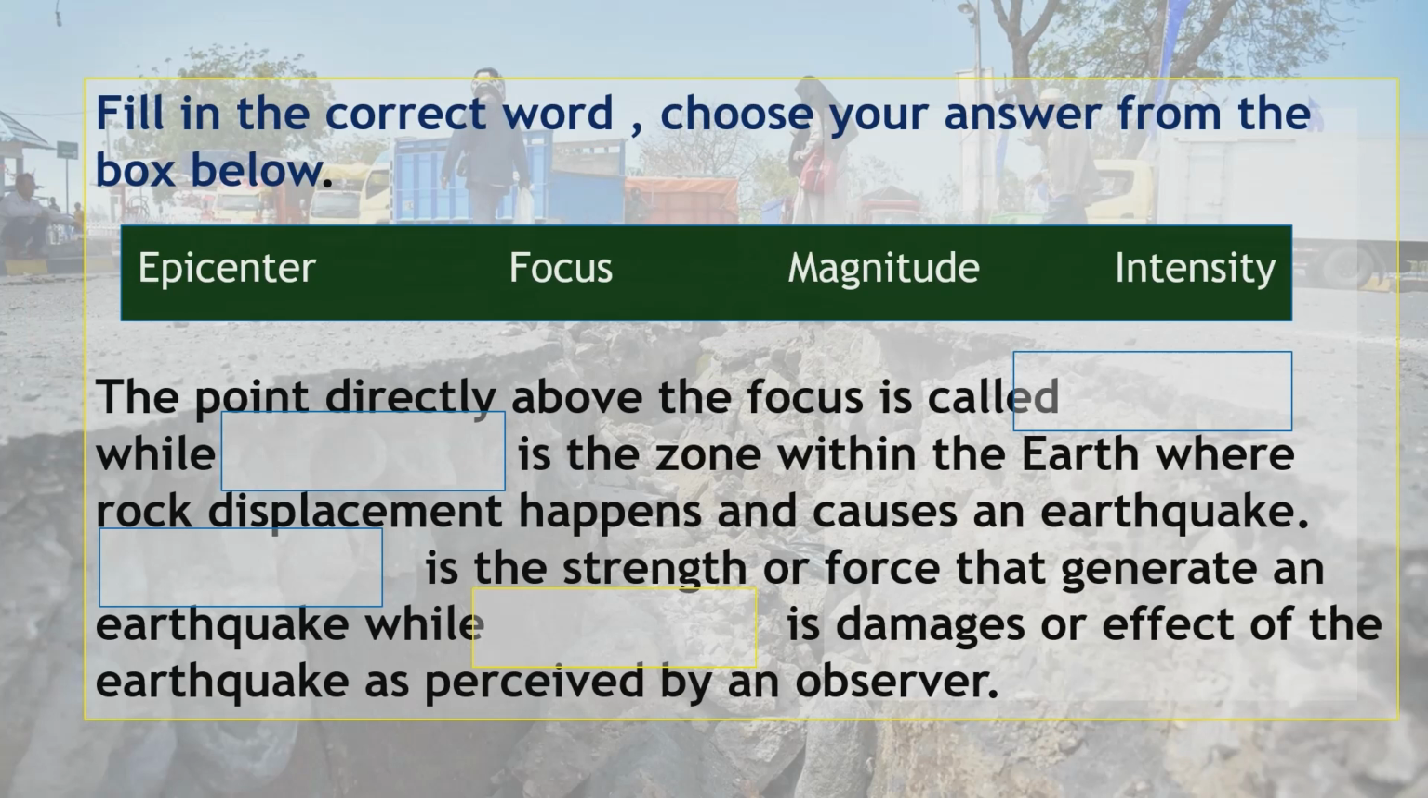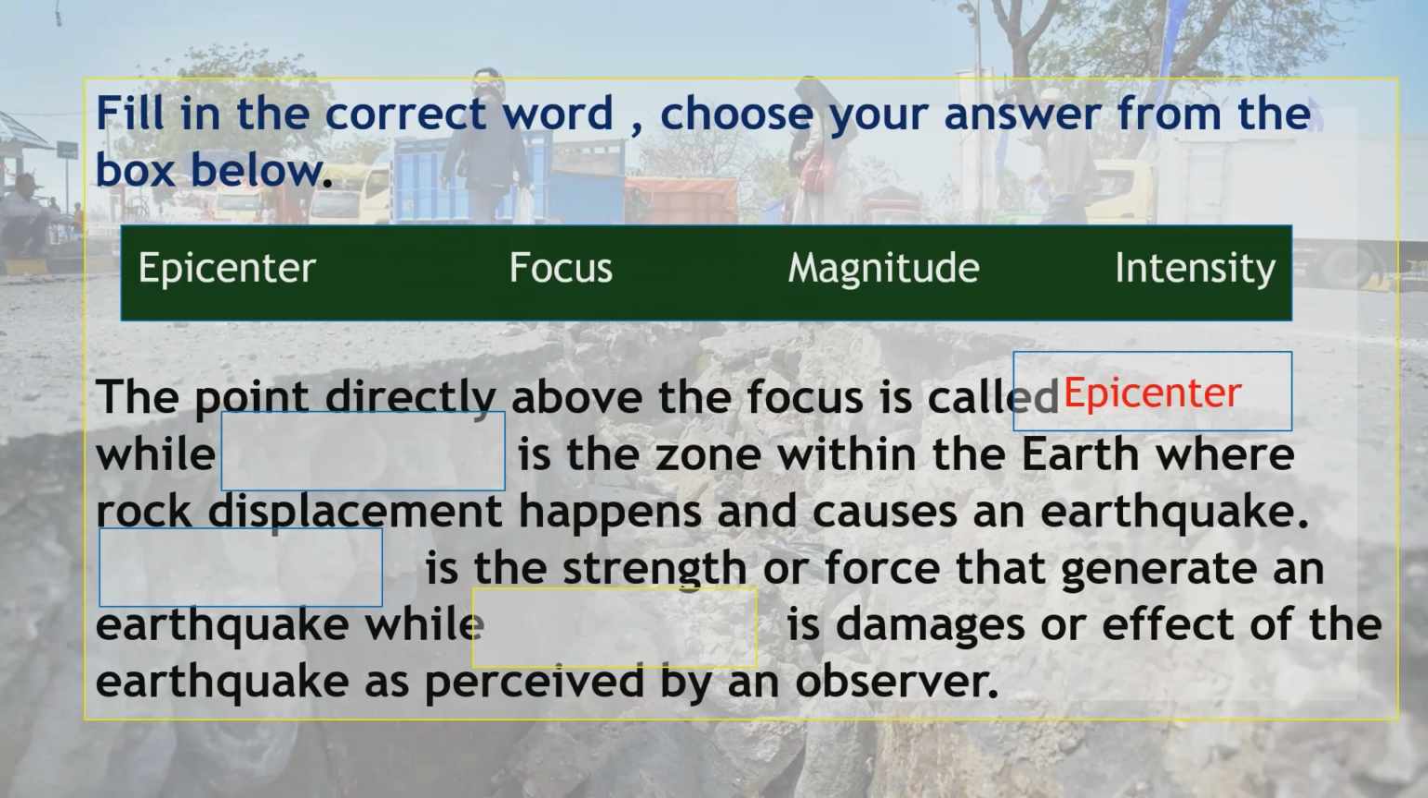Alright, let us see if you really understand our first lesson. What you need to do is fill in the blank. Fill in the correct word, choosing your answer from the box below. We will just complete the sentences. Number 1, the point directly above the focus is what we call, what we called earlier. Very good, that is the epicenter.